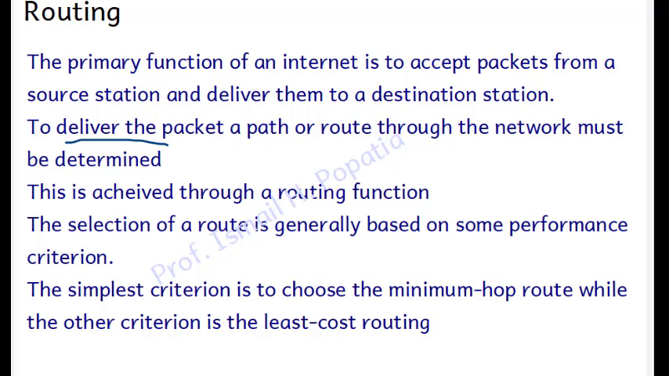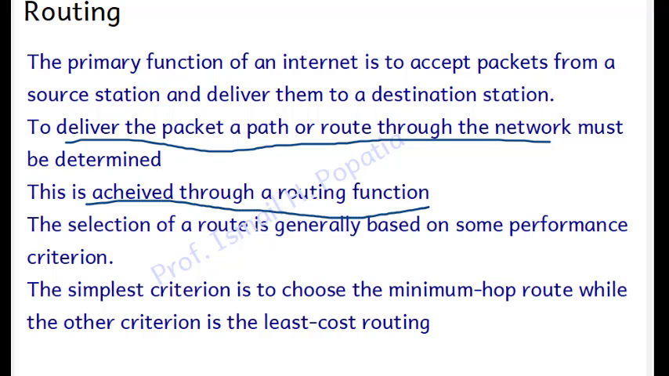Now to deliver the packet along the network, a route must be determined. So what route should the packet take so that it can reach the final destination? This is achieved through a function called the routing function. The routing function ensures that the packet reaches from the source to the final destination. The selection of a route is generally based on some performance criteria. The simplest criteria can be the minimum hop.